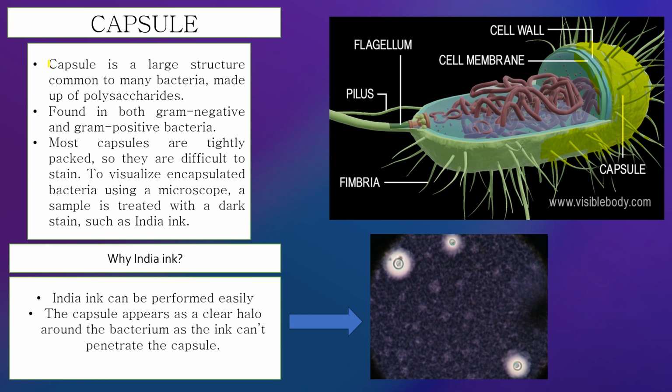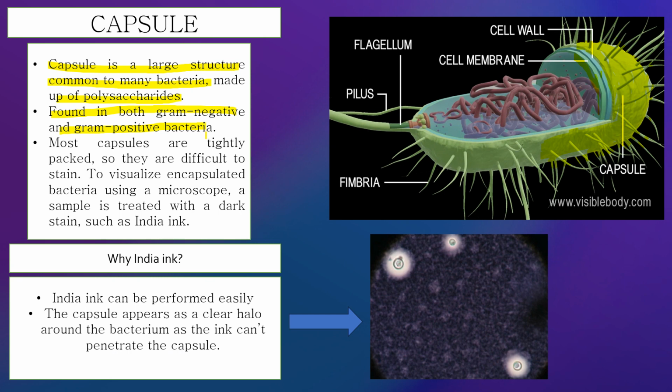Then the capsule is a large structure common to many bacteria, made up of polysaccharides. We know polysaccharide, from the classification of carbohydrates: monosaccharide, oligosaccharide, disaccharide and polysaccharide. Polysaccharide is a polymer of monosaccharides; more than two monosaccharides are joined to make polysaccharides. Then the capsule is found in both gram-negative and gram-positive bacteria.